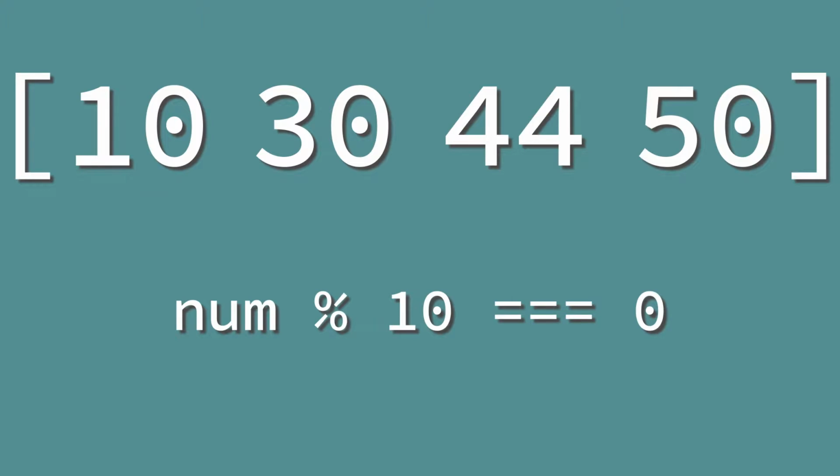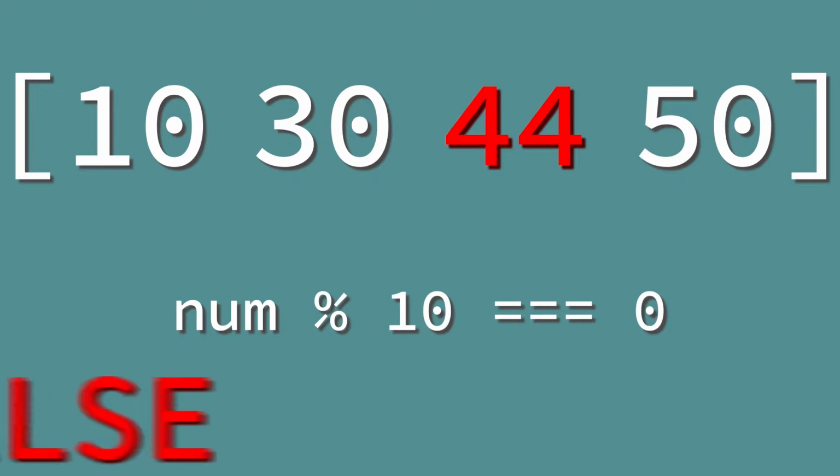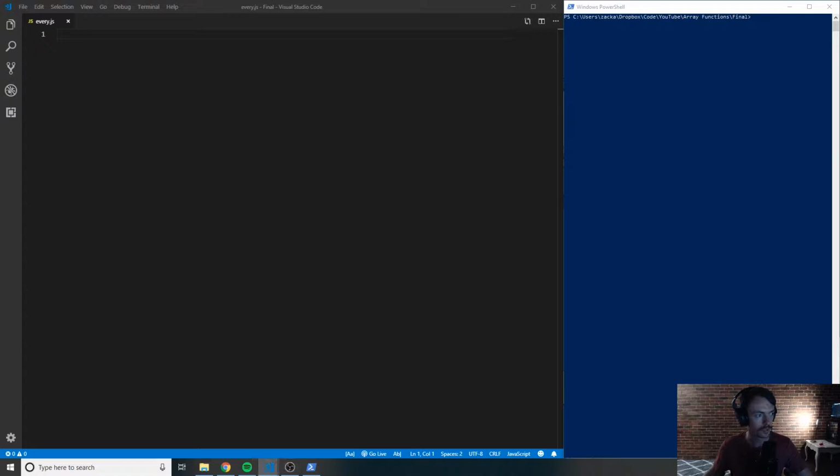Every iterates over each item inside of an array, and then returns true if every single item in the array passes a given callback function. Otherwise, it returns false. So what do I mean by that? Let's look at an example here.